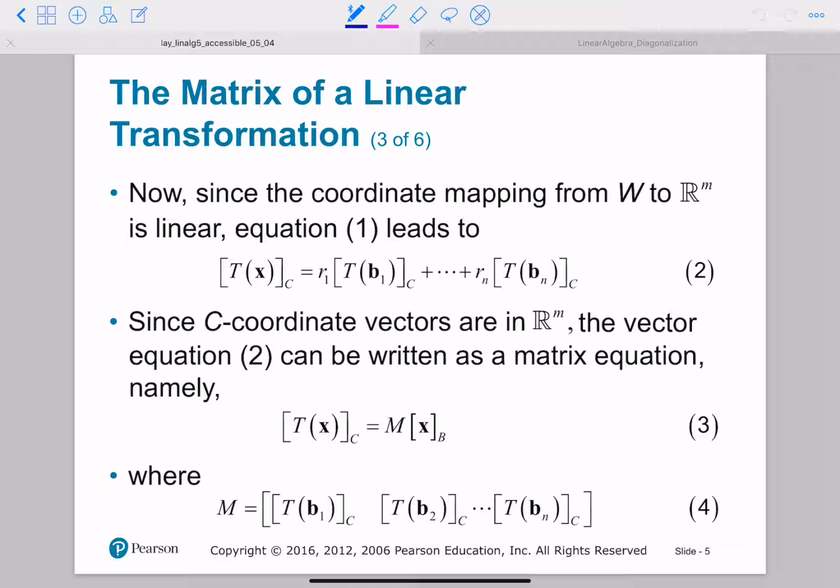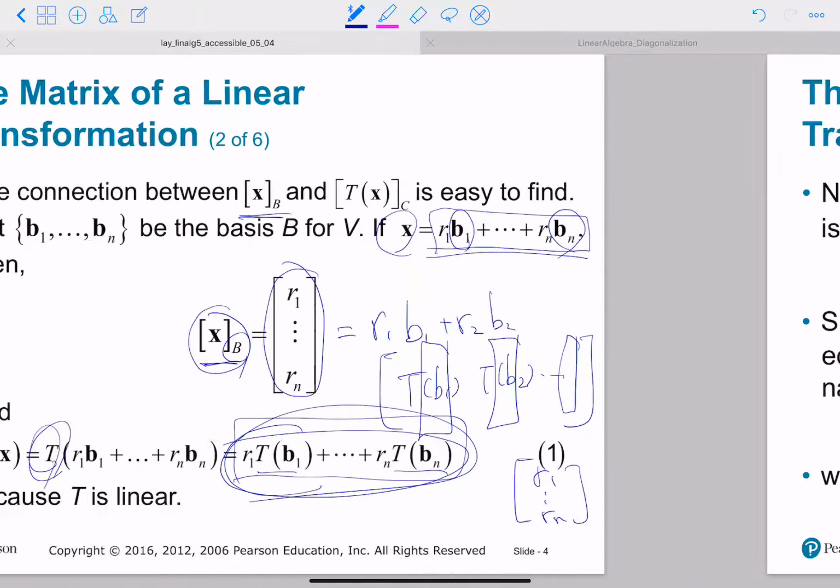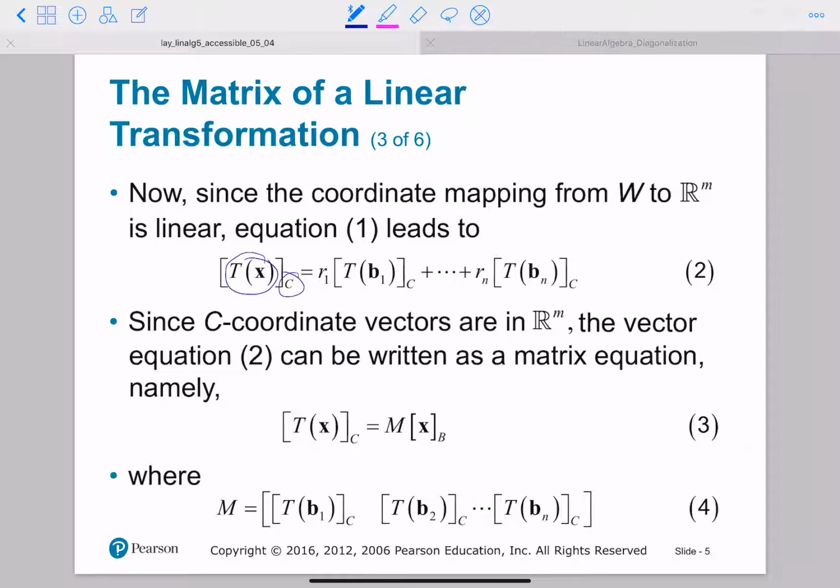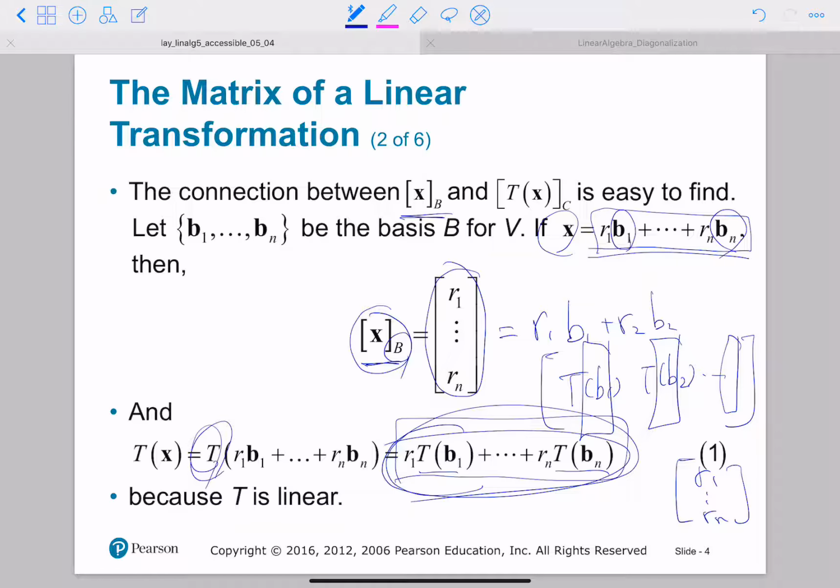And now let's represent it with respect to the new basis C. This is the same point, this guy, and representing it in this new coordinate system C is now represented over here. So R1 times this guy, and this guy is still a vector represented with respect to the standard basis.